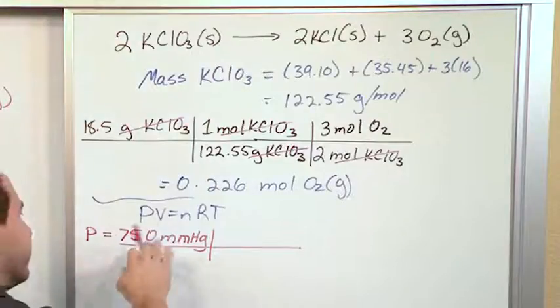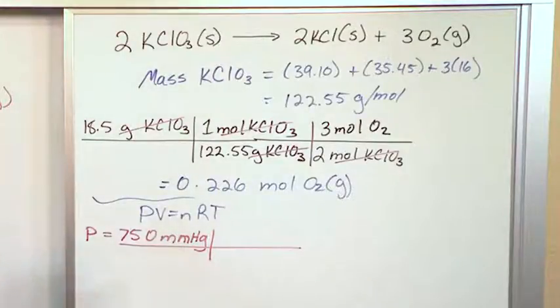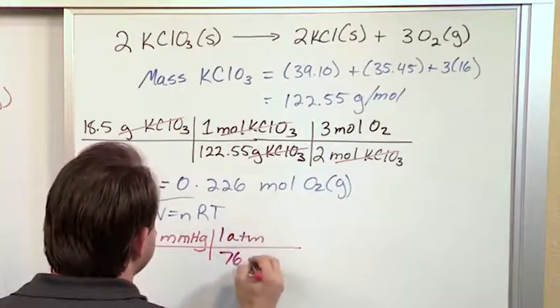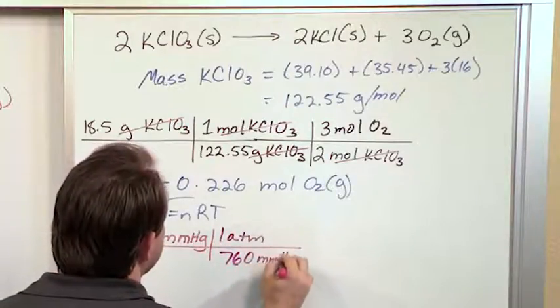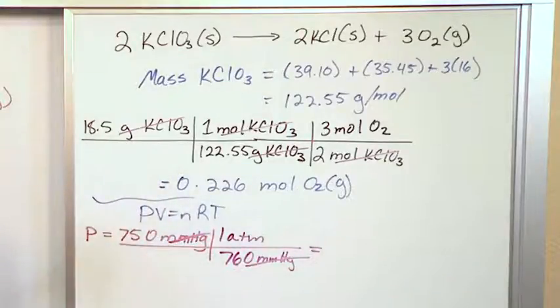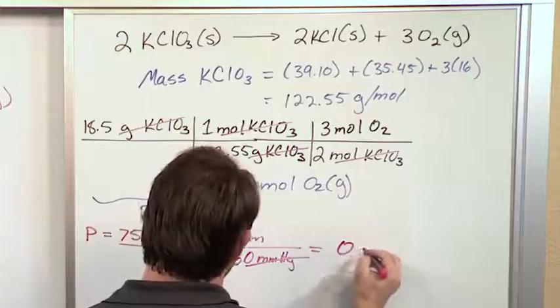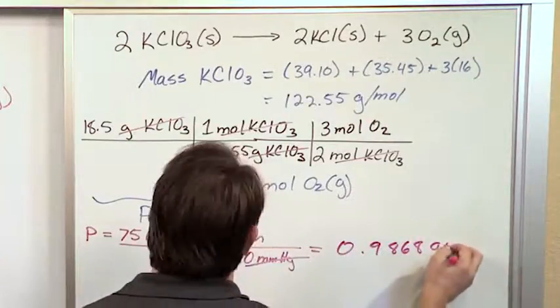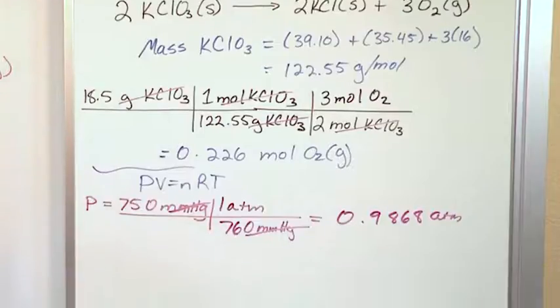So I want to convert this to some other unit. Let's convert it to atmospheres. 1 atmosphere is 760 millimeters of mercury. We learned that before. We cancel this with that. So take 750 divided by 760 and you get 0.9868 atmospheres. Okay, so this is the pressure as given to us in the problem.